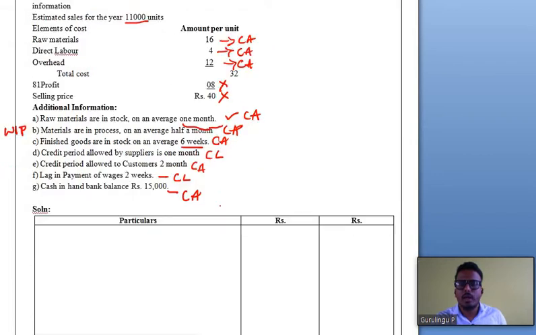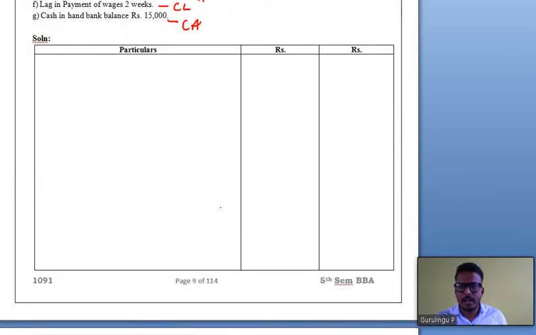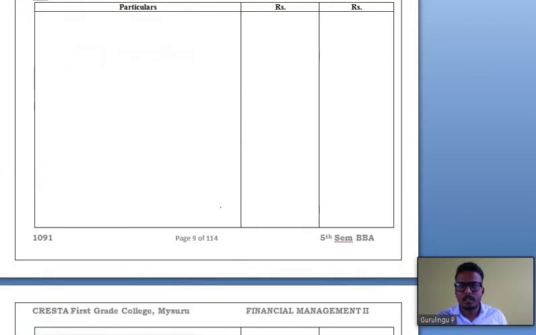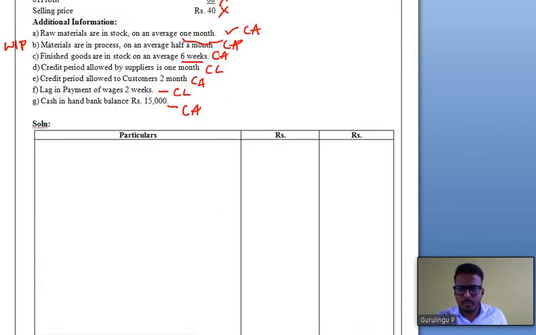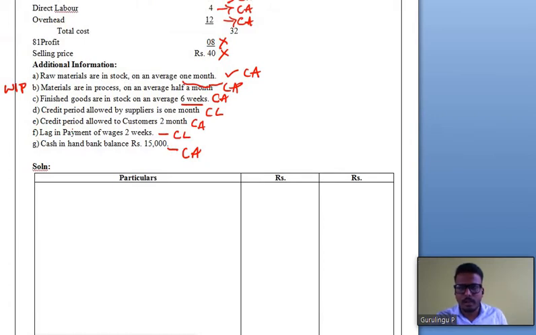As soon as we start the solution, the heading will be: statement showing requirement of working capital. This is the heading you should usually write first. According to the equation we saw, working capital is equal to current assets minus current liabilities, isn't it? So first, I'm taking all the current assets. CA represents current assets here.